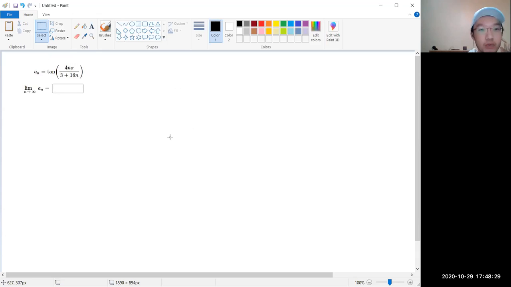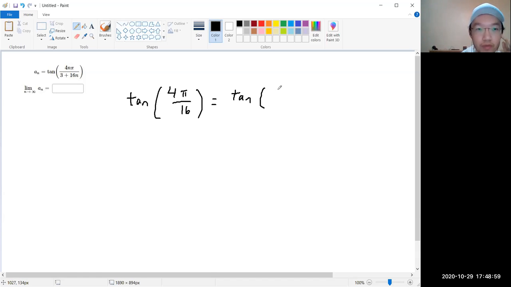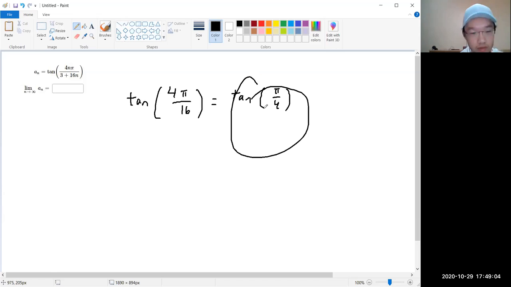You just plug in infinity, which will, let me write it. So as n goes to infinity, then you just have tan of, you just take the coefficients of the term with the highest power. So it'll just be tan of 4 pi over 16. So this is tan of pi over 4. Yeah, whatever that is. That's your answer.